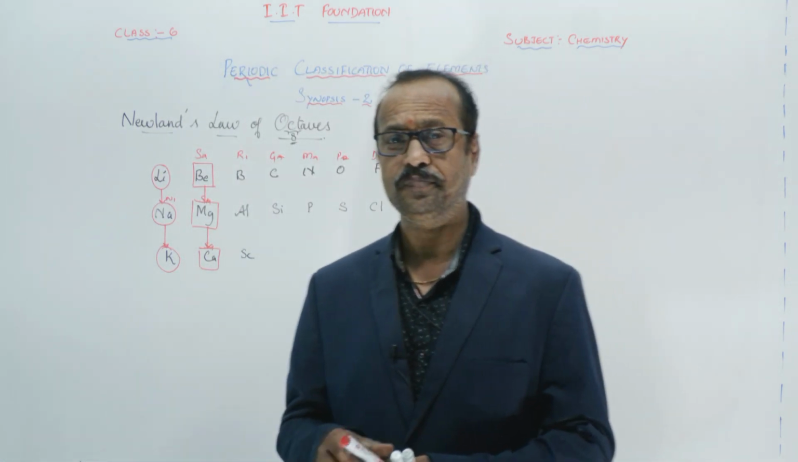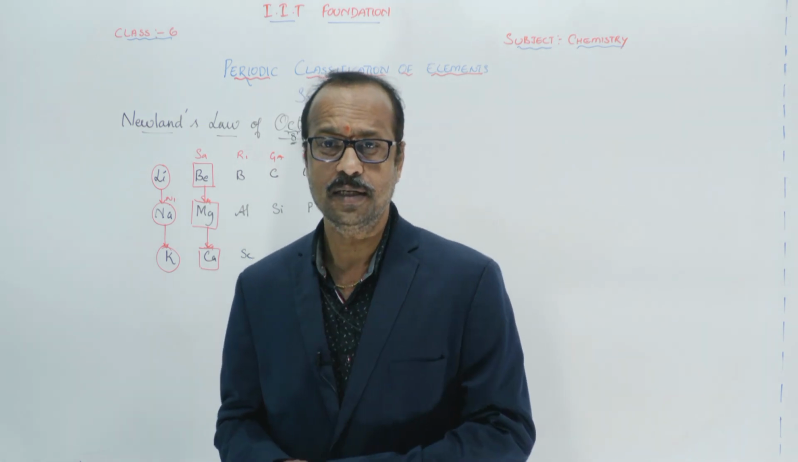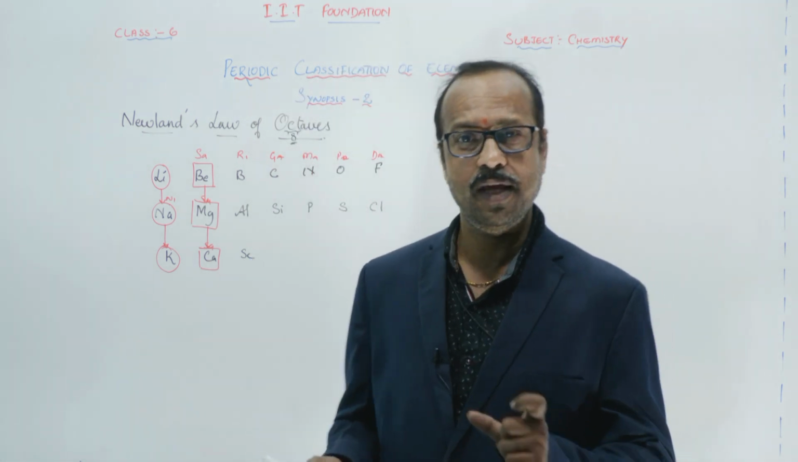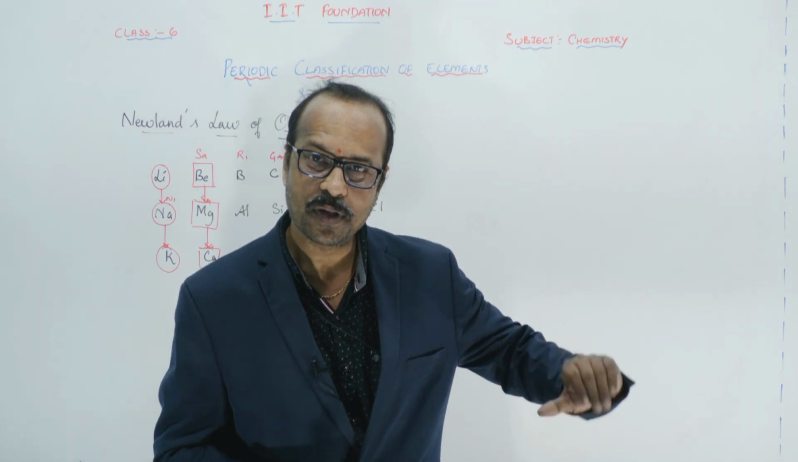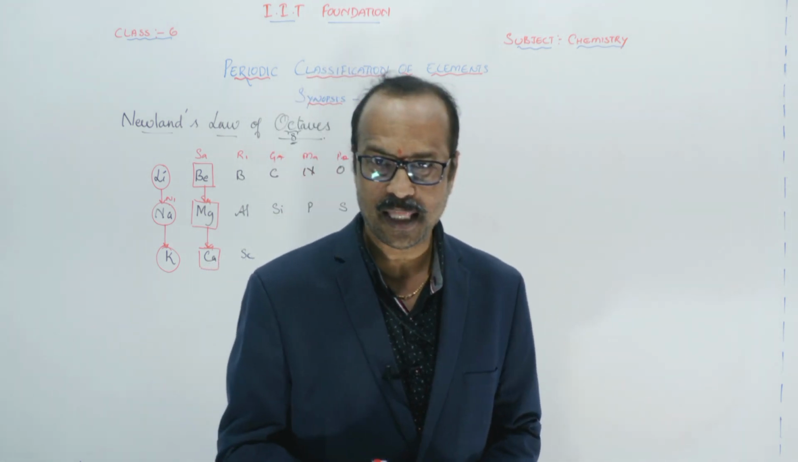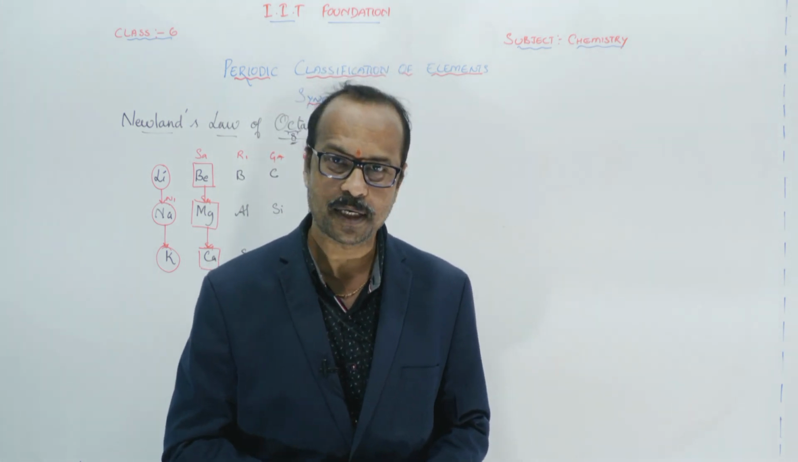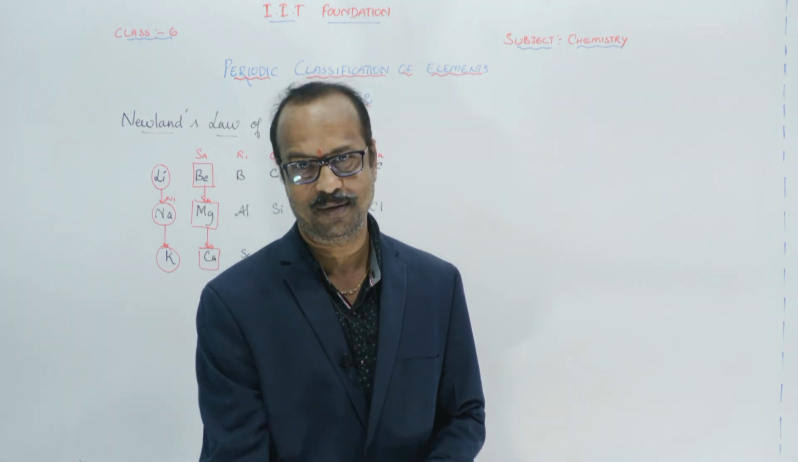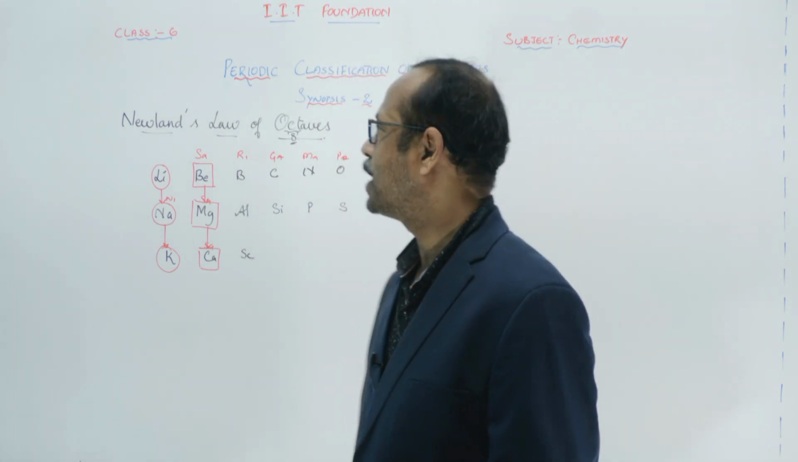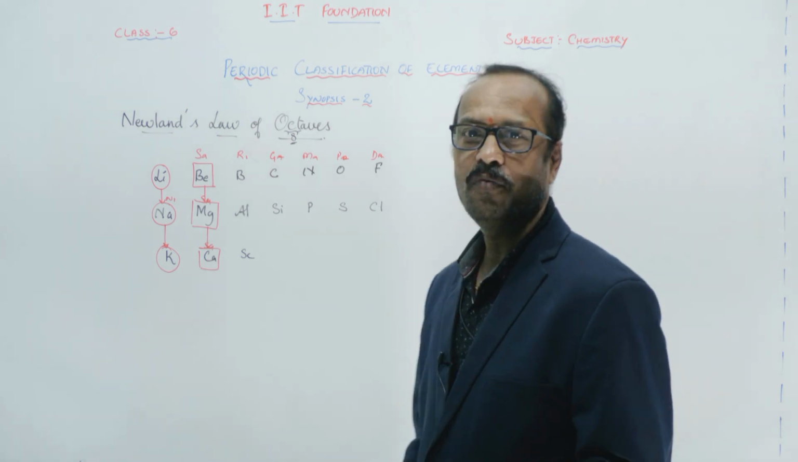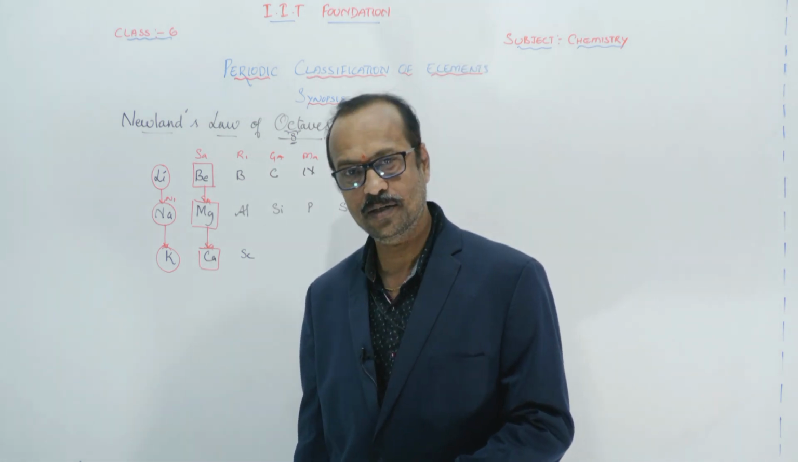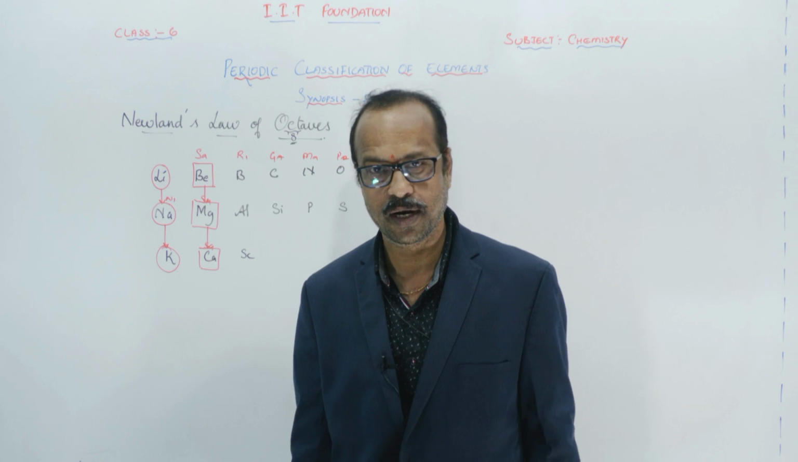So like this Newlands proposed the law of octaves. Very simple, no? If the elements are arranged in the ascending order of their atomic masses, every eighth element possesses similar properties to that of the first element. So this is known as Newlands' law of octaves. Understood, students?